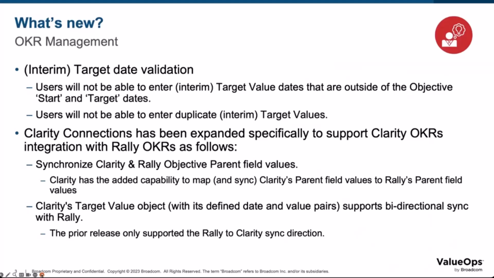Now, in terms of Clarity Connections, which is the integration between Clarity and Rally, we've got some specific updates to that part of the solution. First off, in the prior release, we delivered the ability to have parent values for Clarity objectives. So now we can synchronize those Clarity and Rally objective parent field values. And now we have the added capability to map and sync Clarity's parent field values to Rally's parent field values. And then lastly, the target value object with its defined date and value pairs now supports a bidirectional sync with Rally. The prior release only supported the Rally to Clarity sync direction.